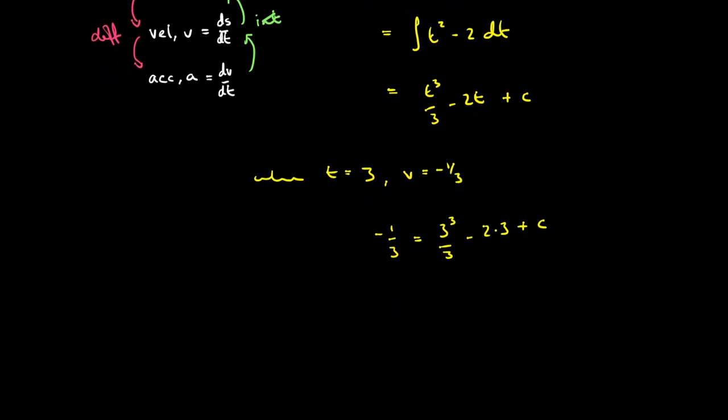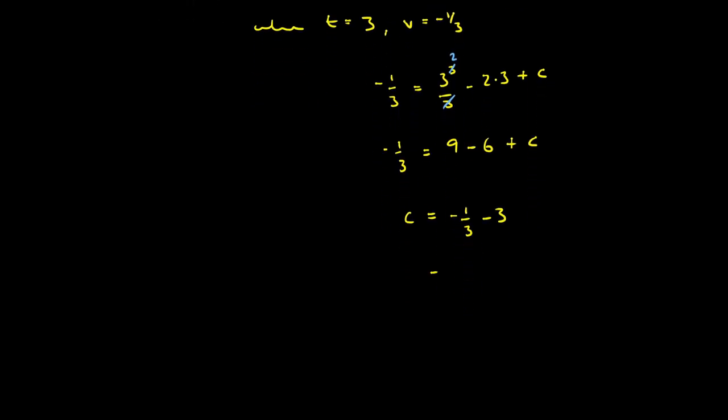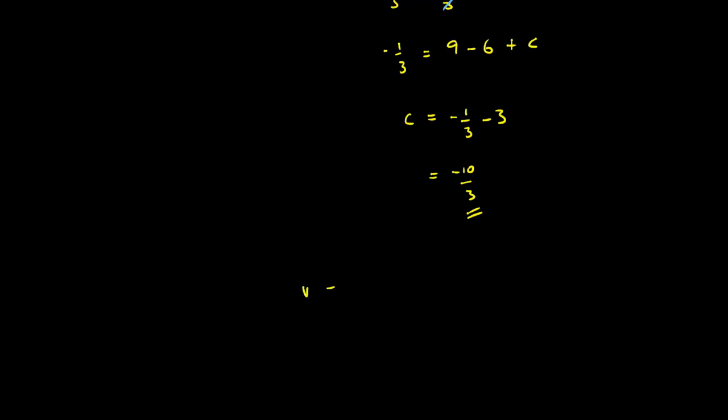And 3 cubed divided by 3 is just 3 squared. So what we end up with here is negative a third is equal to 3 squared, which is 9, minus 2 times 3, so it's minus 6, plus c. And so 9 minus 6 is 3. So c is equal to negative a third minus 3. And 3 is the same thing as 9 thirds, so we've got minus a third minus 9 thirds, that's minus 10 upon 3. So our velocity is equal to a third t cubed minus 2t minus 10 upon 3. That's our c value.